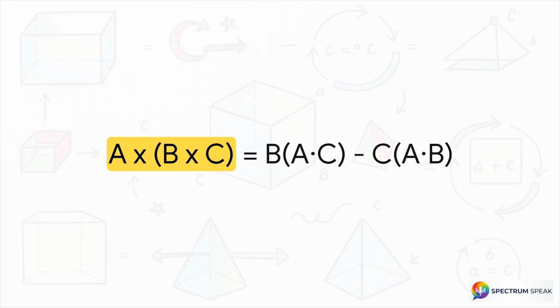And here's what that looks like as a full-blown identity. A cross (B cross C) equals B times the scalar you get from A dot C, minus C times the scalar you get from A dot B. Now look closely at that result. It's just some amount of vector B minus some amount of vector C. That proves what we just said. The answer has to be in the BC plane, because it's literally built from B and C. That's the BAC CAB rule, doing its magic.